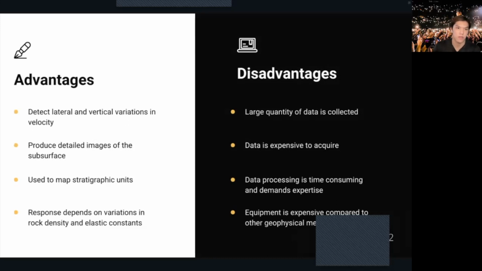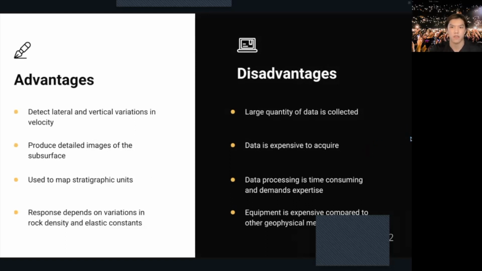Advantages: detect lateral and vertical variations in velocity. Produce detailed images of the subsurface used to map stratigraphic units. Response depends on variation in rock density and elastic constants.